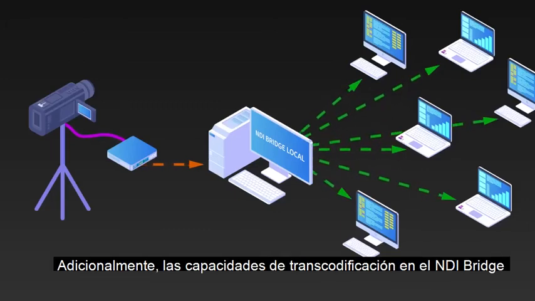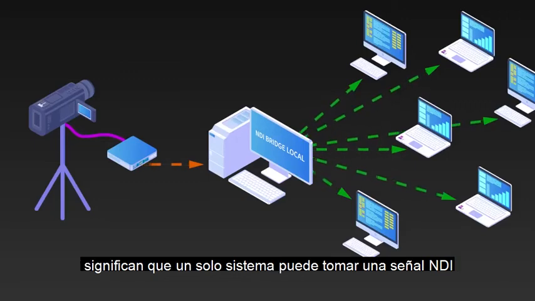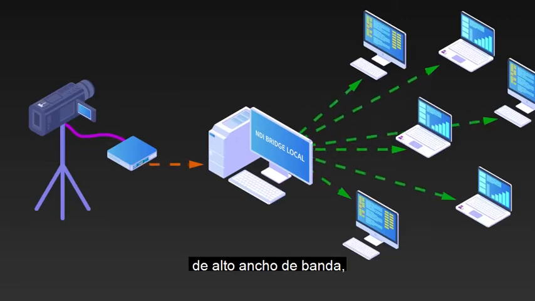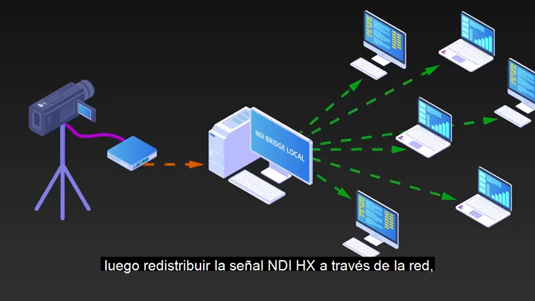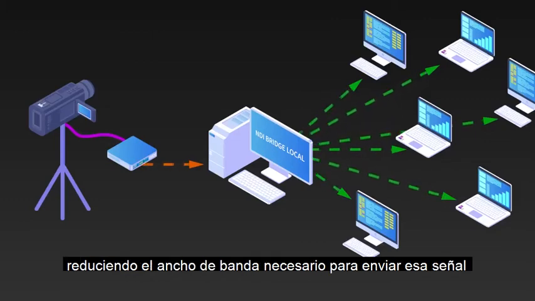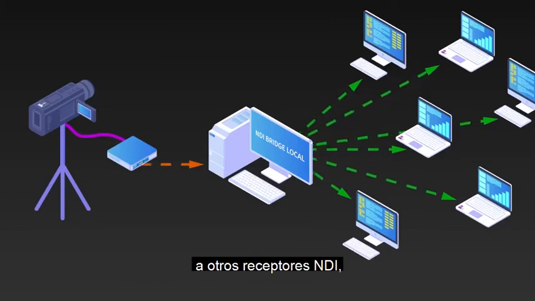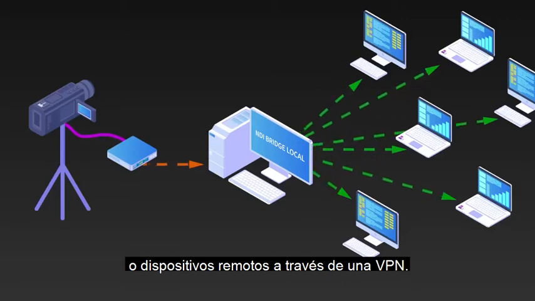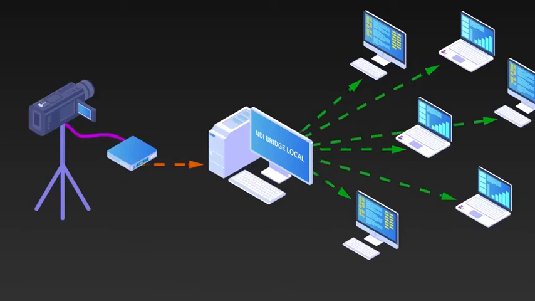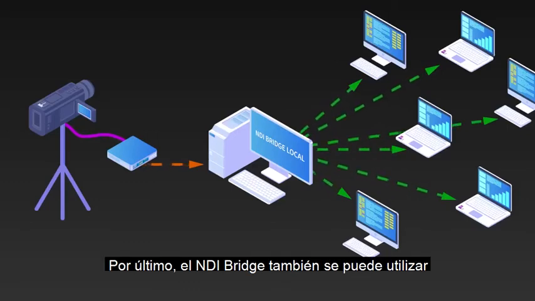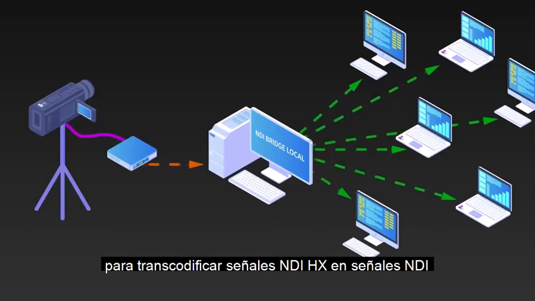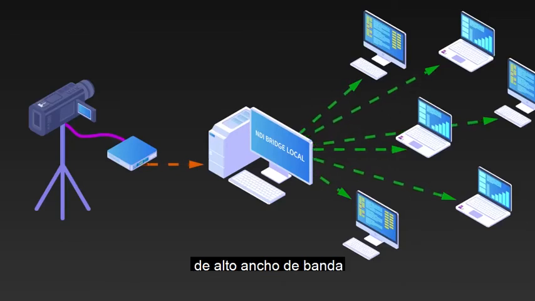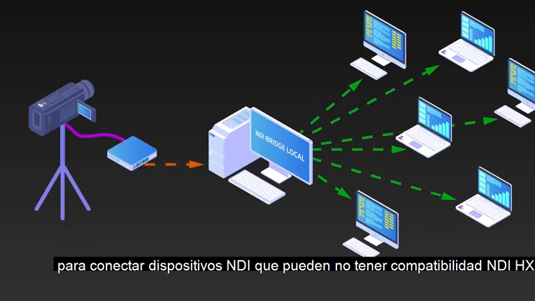Additionally, the transcoding capabilities of NDI Bridge mean that a single system can take a high bandwidth NDI signal, convert it to NDI-HX, then redistribute the NDI-HX signal across the network, reducing the bandwidth needed to send that signal to other NDI receivers, including local devices using Wi-Fi or remote devices over a VPN. Lastly, NDI Bridge can also be used to transcode NDI-HX signals into high bandwidth NDI signals to connect to NDI devices that may not have NDI-HX compatibility.